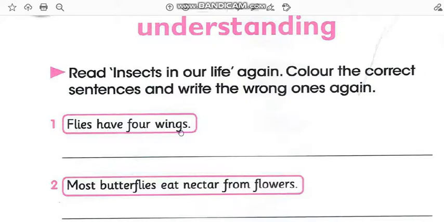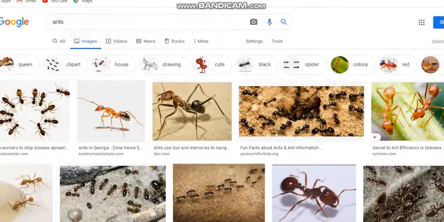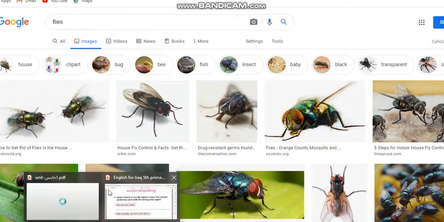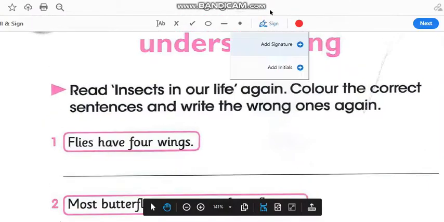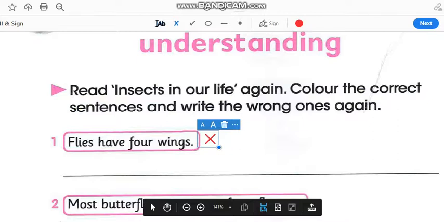Flies have 4 wings. If you read it, you know the answer is of course wrong, because flies have 2 wings. Most flies have 2 wings. So we write wrong on it and rewrite it again correctly. We write wrong, then rewrite it correctly again.